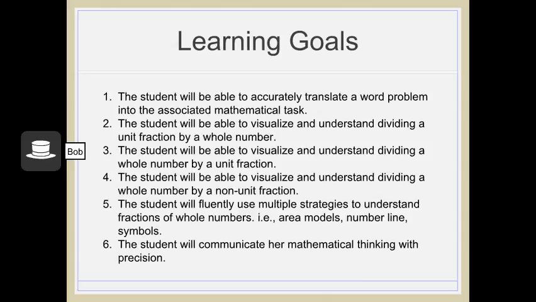The learning goals for this standard include translating word problems into associated mathematical tasks and visualizing and understanding the division of unit fractions by whole numbers and whole numbers by unit fractions. In this particular thread, we'll be talking about dividing a whole number by a unit fraction. In another thread, we will discuss dividing a whole number by non-unit fractions.